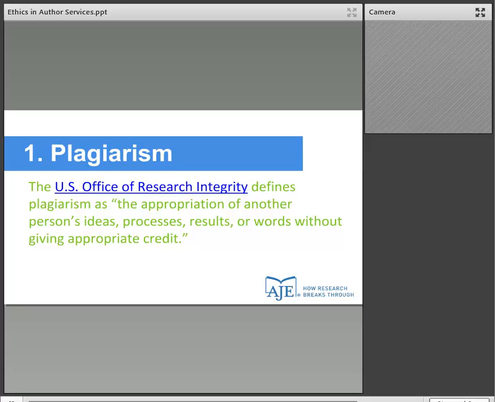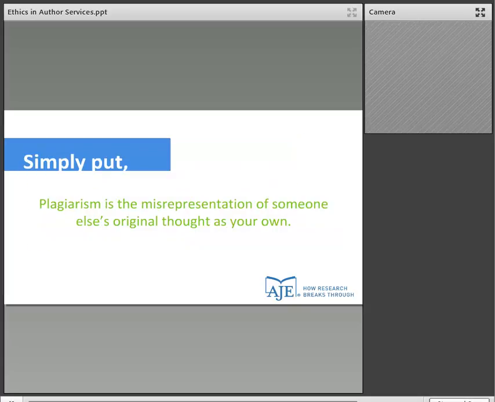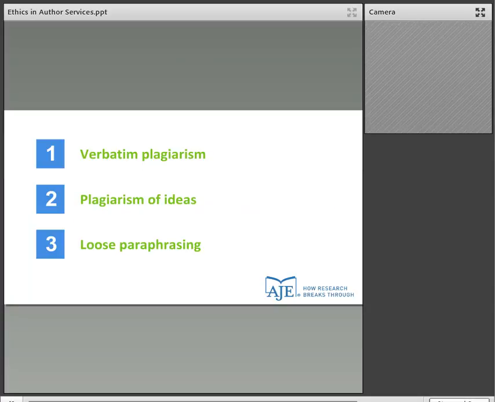So as you can see, plagiarism is defined by the U.S. Office of Research Integrity as the appropriation of another person's ideas, processes, results, or words without giving appropriate credit. So, simply put, it's the misrepresentation of someone else's original thought as your own.